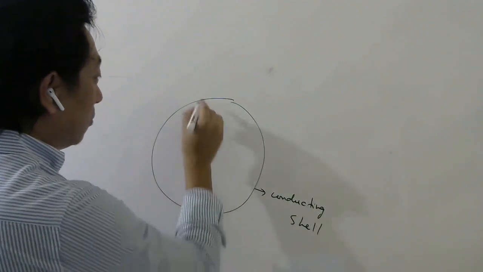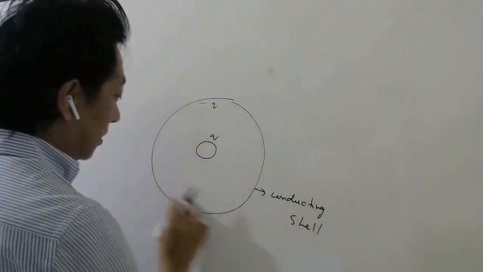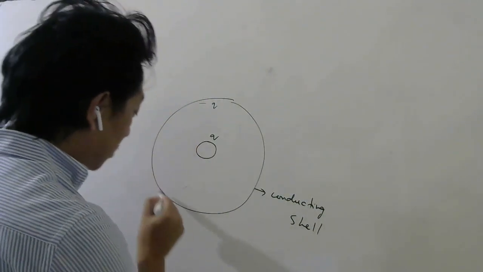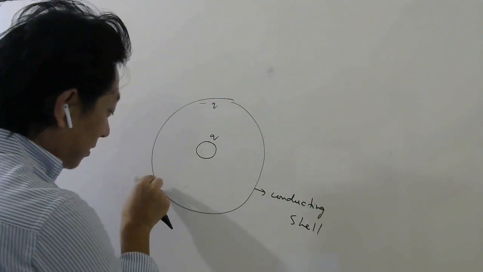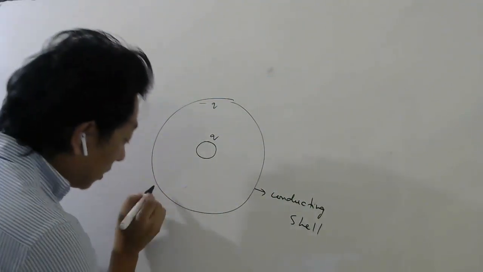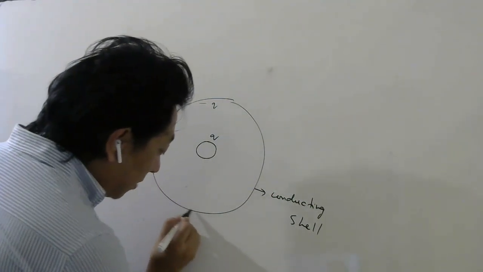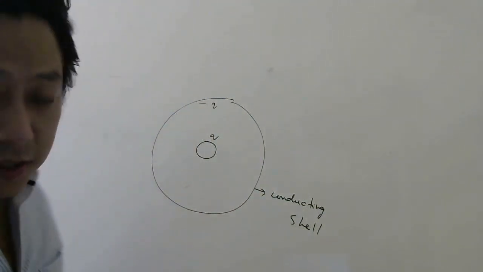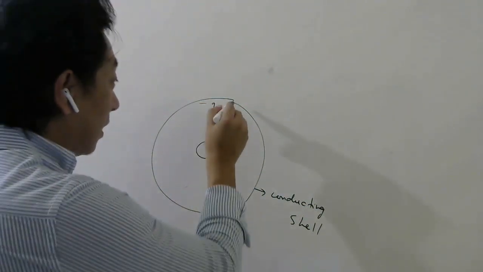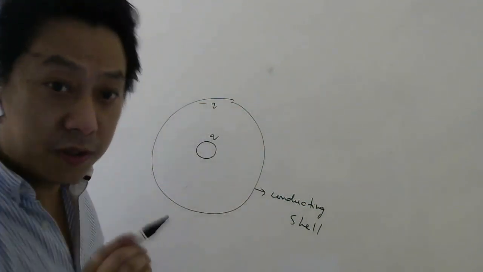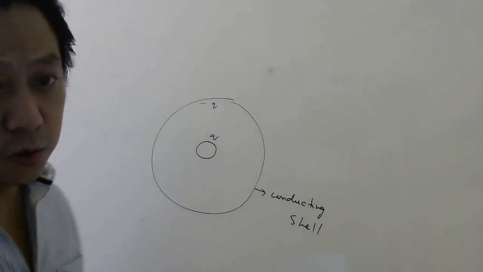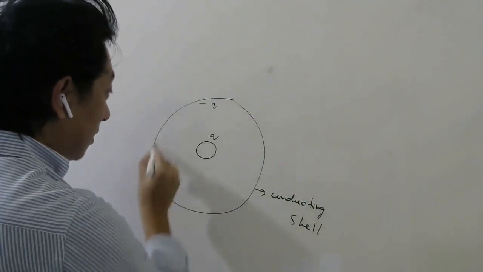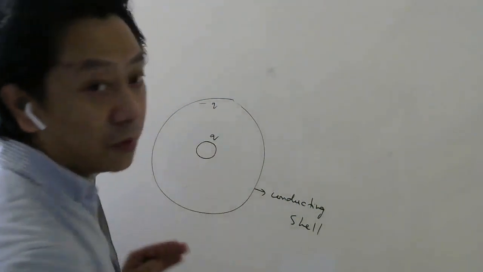I told this Q will induce minus Q charge on the inner surface, and we already know the reason. If you draw a Gaussian surface through this material, this shell will have some thickness, no? In the middle of the thickness, if you draw a Gaussian surface, the flux through it should be zero, because the electric field everywhere inside the conductor should be zero. If electric field is zero, flux also should be zero.